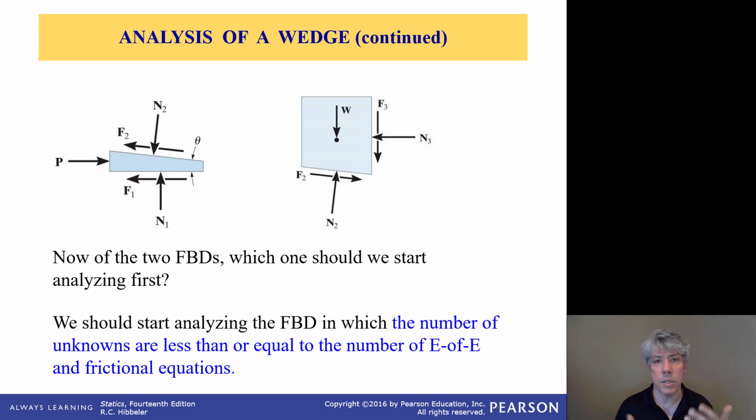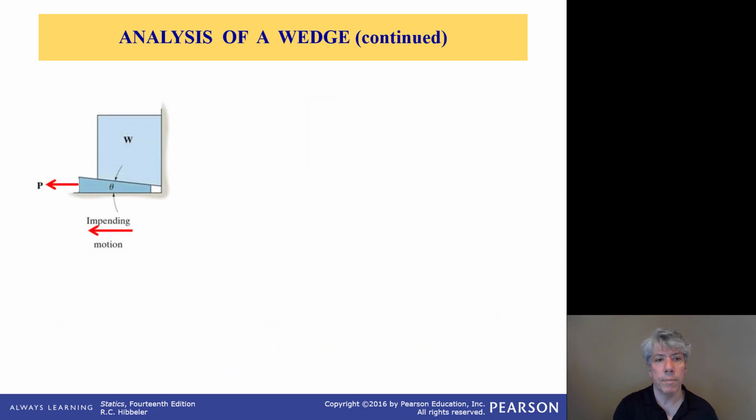What you really want to do is just analyze the free body diagram where the number of unknowns is less than or equal to the number of equations of equilibrium and frictional equations that you have. That's really what you do, but it just turns out a lot of the time it's the body, not the wedge, where you have enough information to solve it. And then you take, for example, in this case, F2 and N2, move them over to the wedge, and then you have enough to solve the wedge as well. And that's not always the case, like I said, but it's possible.